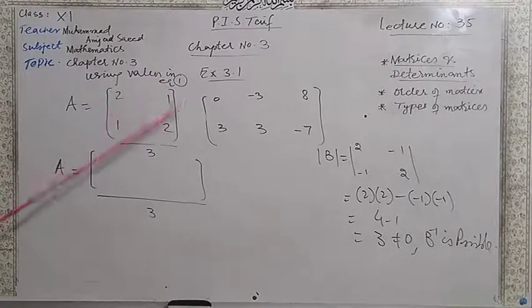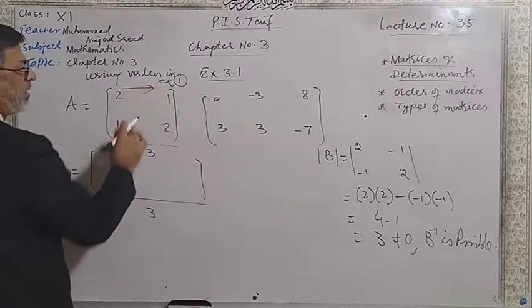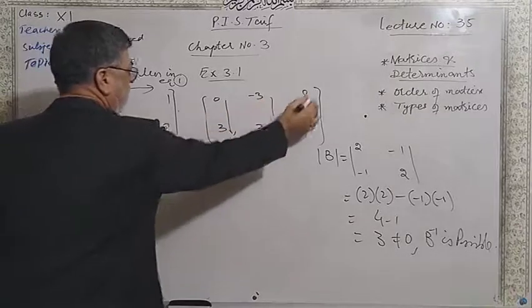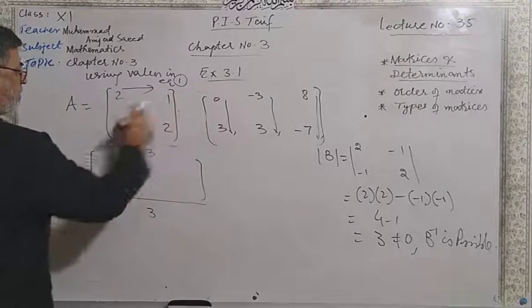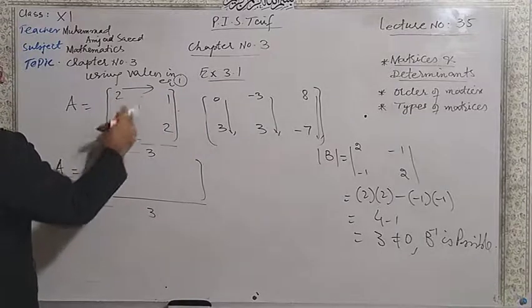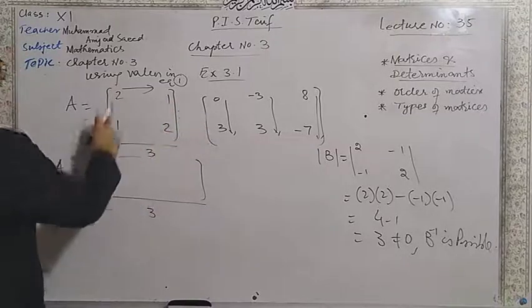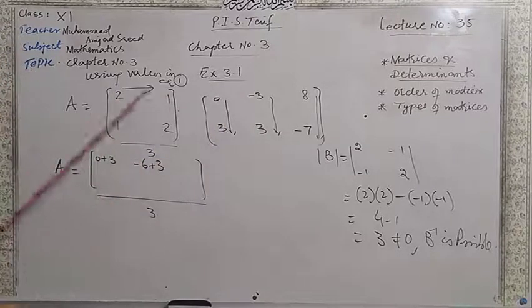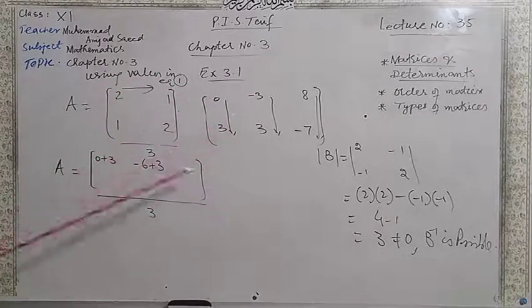here are 2 columns, here are 2 rows. I told you this is the rule for multiplication. First row, first column, then second column, and then third column. First into first plus second into second. First 2 into 0 is 0 plus second into second. 1 into 3 is 3. 0 plus 3. Then first into first again. Minus 6 plus 3. First into first plus second into second. Minus 6 plus 3. I am writing down directly.